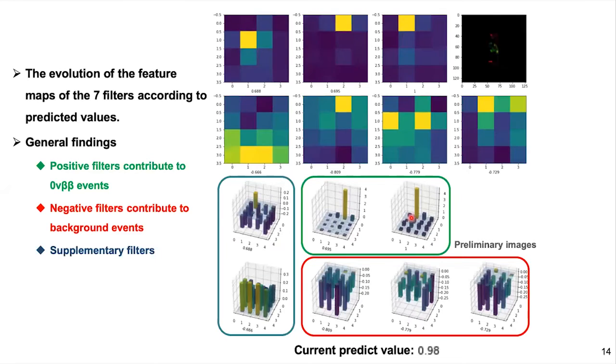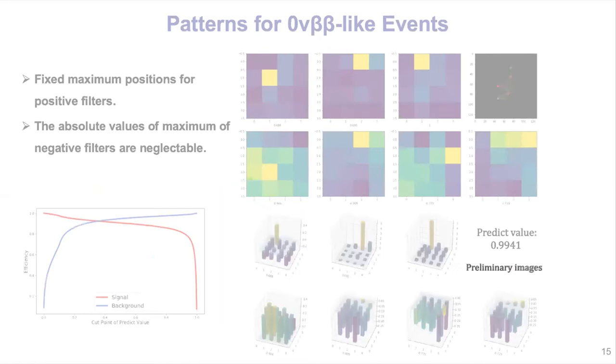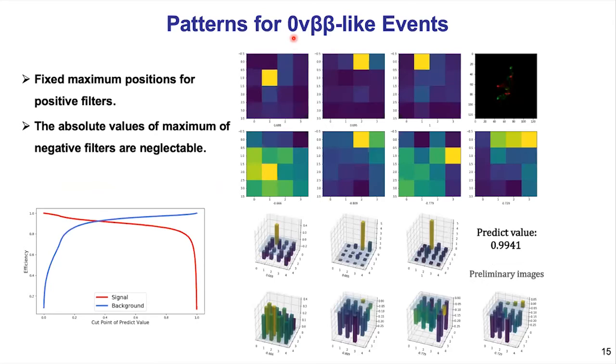Let's now focus on patterns for neutrino-less double beta decay-like events. As you can see in the picture on the left, we want to emphasize that if the predicted value is close to 1, it means the model tends to classify this event as a signal event. In contrast, if the predicted value is close to 0, the model tends to classify this event as a background event. There are some features about these 7 filters we found.